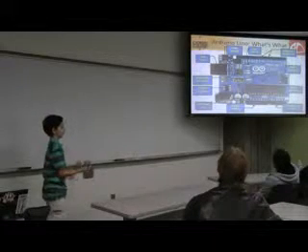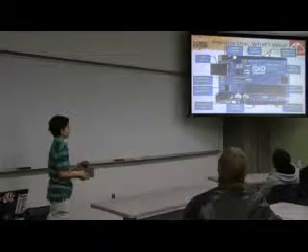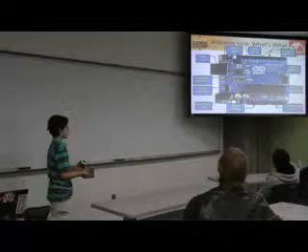Up here is the reset switch, and what that does is reset the microcontroller, maybe to test it or for programming. This is the main ATmega 328 here.